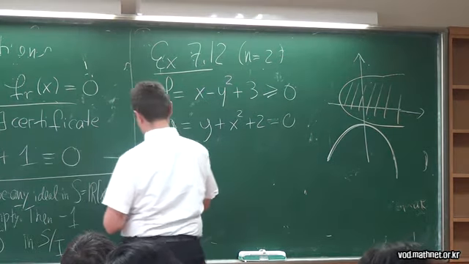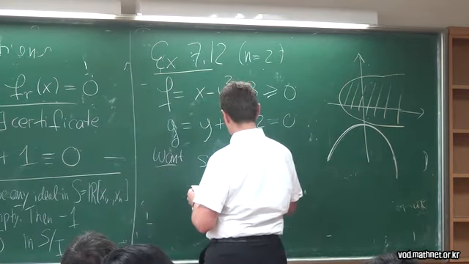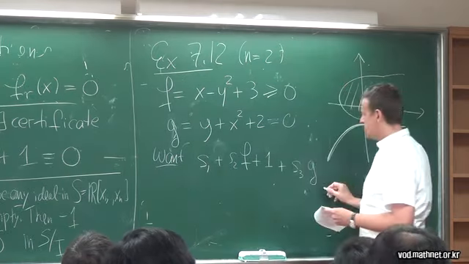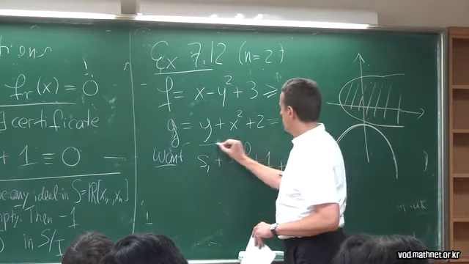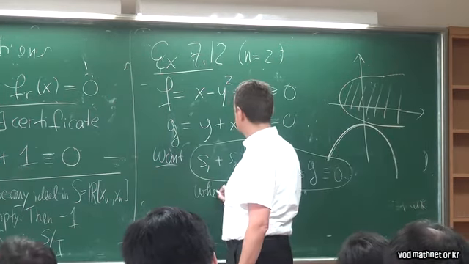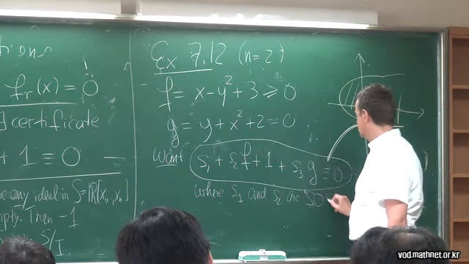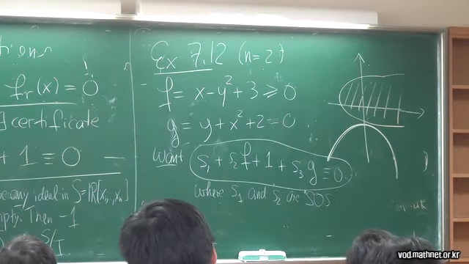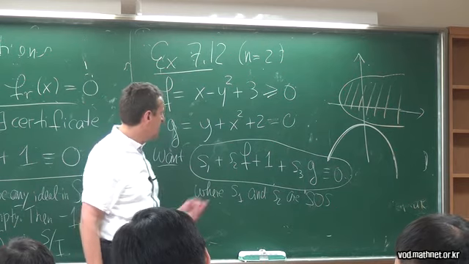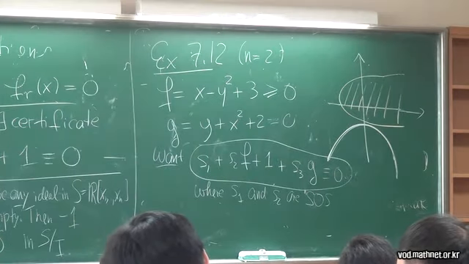So we want, for example, S1 plus S2 F plus S3 G, that should be identically 0, where the S's are sums of squares, where S1 and S2. Okay, right, because this S3 doesn't have to be this. S3 can be anything, so that's in the ideal generated by G, and then we have S1 plus S2 times F is equal to minus 1. That's what the real Nullstellensatz says.